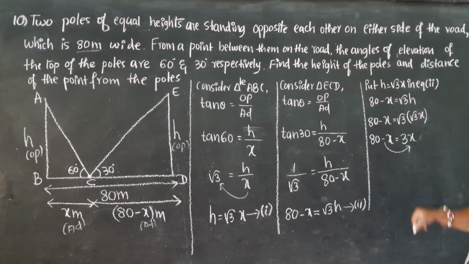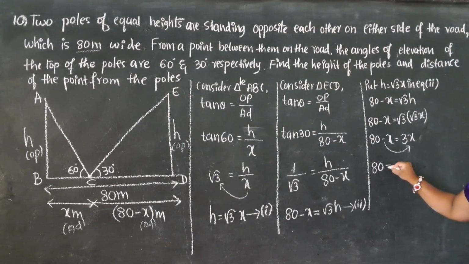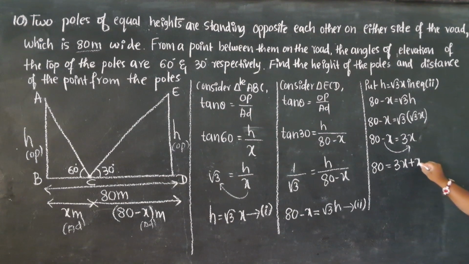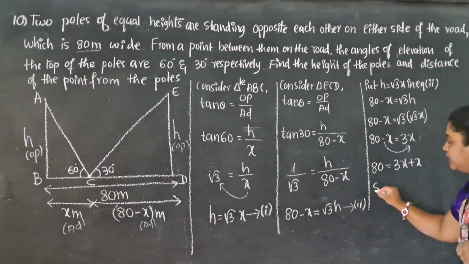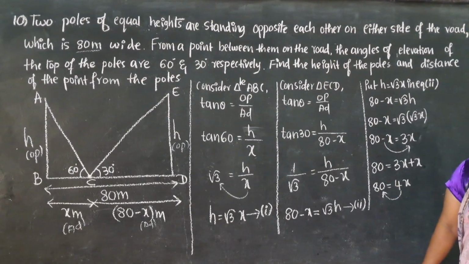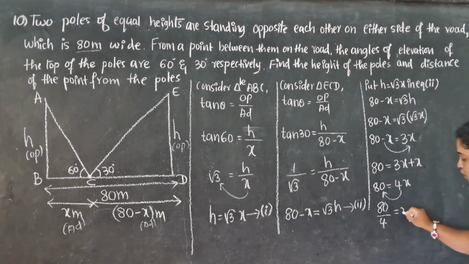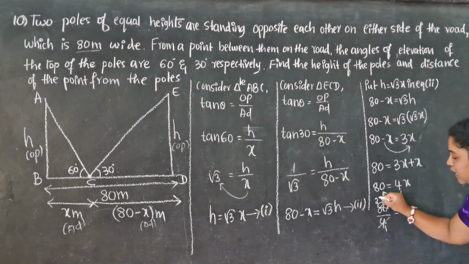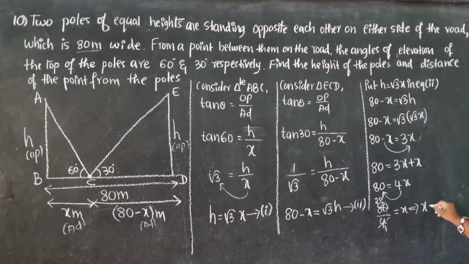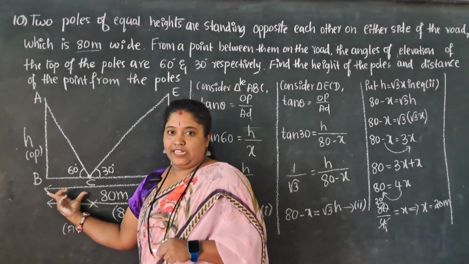So, bring minus x to this side. Minus x will become plus x. So, here 80 is equal to 3x plus x. Understanding? 80 is equal to 4x. Bring 4 to this side. Multiplication turns to be division. So 80 divided by 4 is equal to x. 4 ones are 4, 4 twos are 8, 4 zeros are 0, which implies x is equal to how much, dears? 20 meter. I got x value as 20 meter. It is understood that this x value is 20 meter.